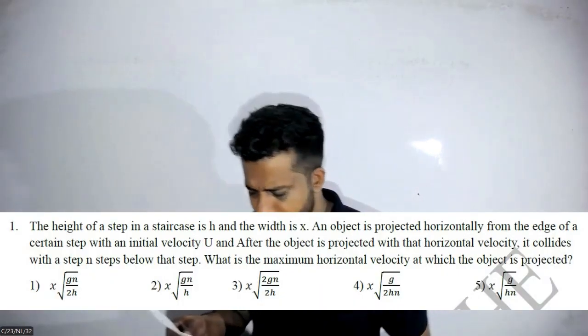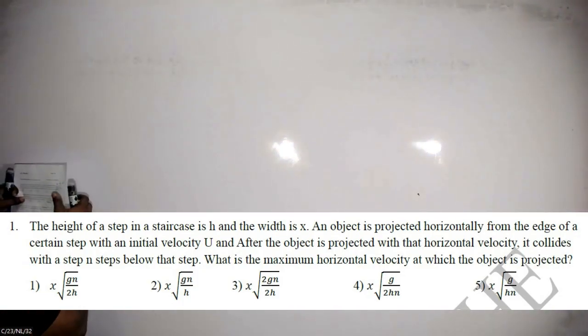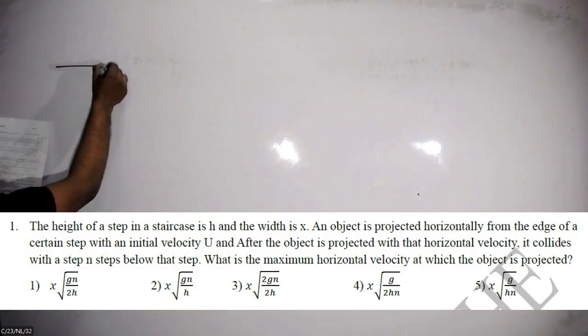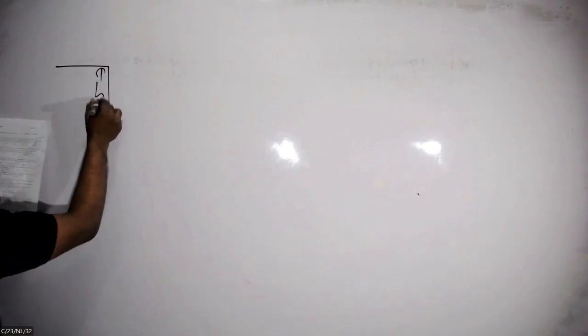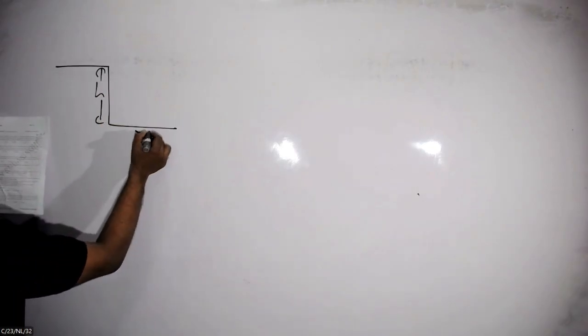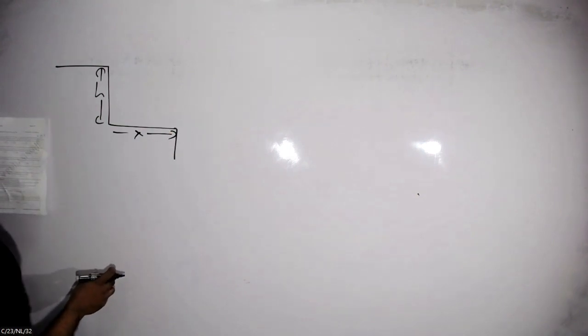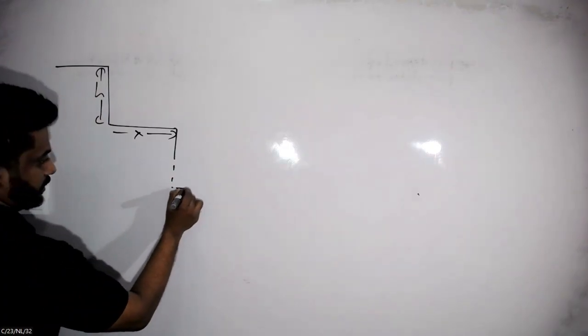The height of a step in a staircase is h, and the width is x. Height h, width is given as x. An object is projected horizontally from the edge of a certain step.